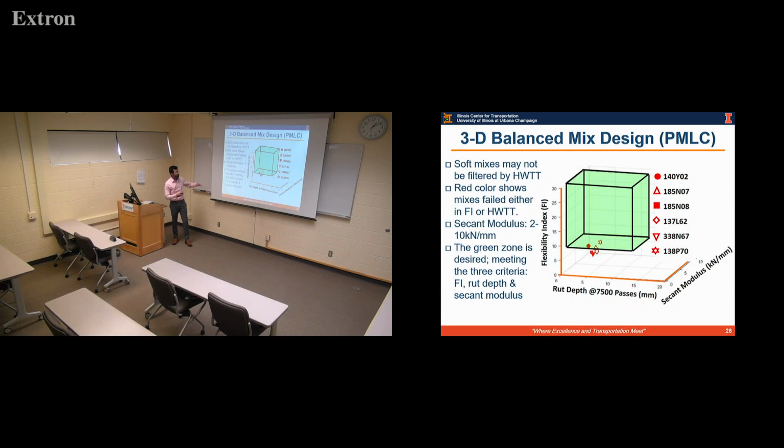So a secant modulus anywhere between 2 to 10 kilonewton per millimeter was assumed to be on the safe side for mixes to be okay. Anything lesser than 2 for a secant modulus indicates a softer mix. So all these mixes were in a safe zone in terms of secant modulus. They were not that soft. However, they all failed the IFIT requirement of 8.